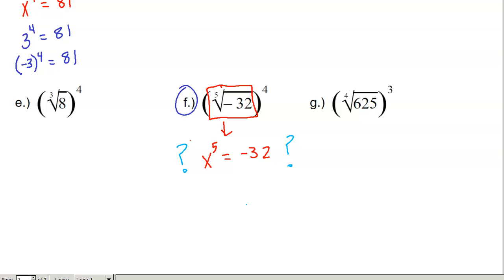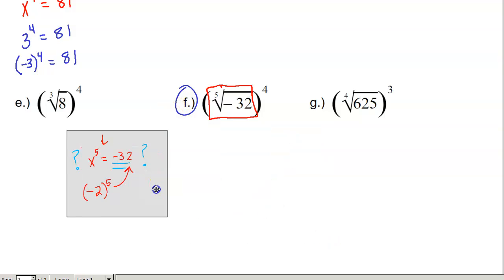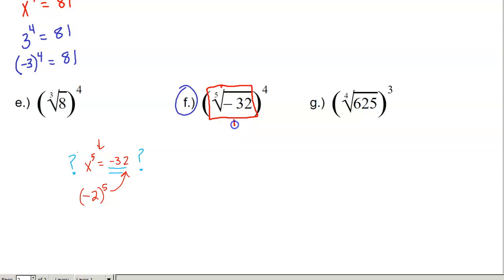Start with the lowest number here. Start with 2: 2 times 2 times 2 times 2 times 2, or 2 to the fifth, is 32. But if I want to get negative 32, then obviously the number has to be negative 2, because negative 2 raised to the fifth is equal to negative 32. So when I evaluate the fifth root of negative 32, my answer there is just negative 2. And here's the work or thought process behind that.